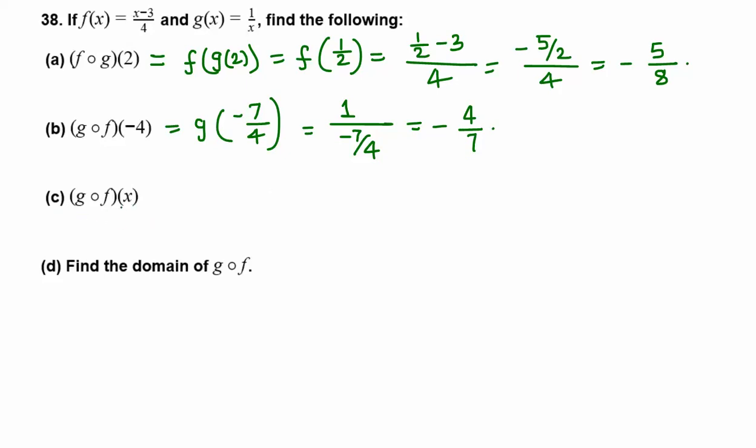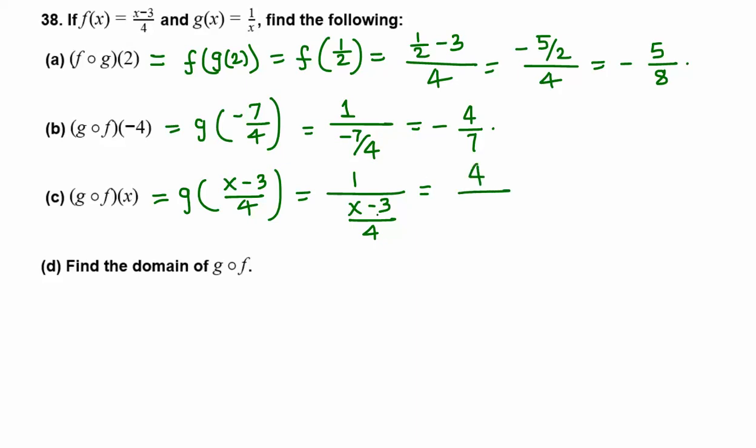In part C, now for generic x, what is g circle, or composite, f at x? That's g of f(x), and f(x) is given by (x minus 3) over 4. Now treat (x minus 3) over 4 as x, and this reads g(x). g(x) is given by 1 over x. So g(x) is 1 over (x minus 3) over 4. That is now the reciprocal. This 4 goes on the top like in part B. So this will be 4 over x minus 3.